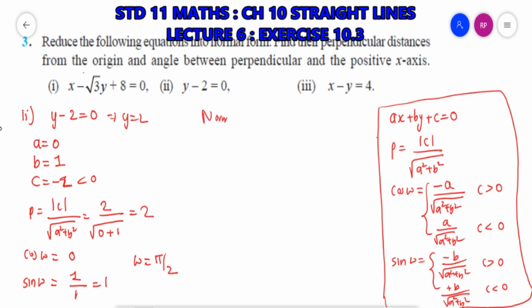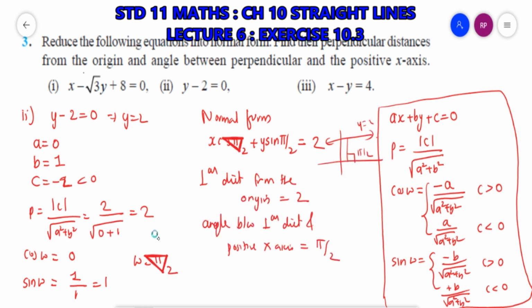Normal form: x cos pi by 2 plus y sine pi by 2 equal to p, that is the perpendicular distance, 2. Clear? The perpendicular distance from the origin. Second of question number 3.